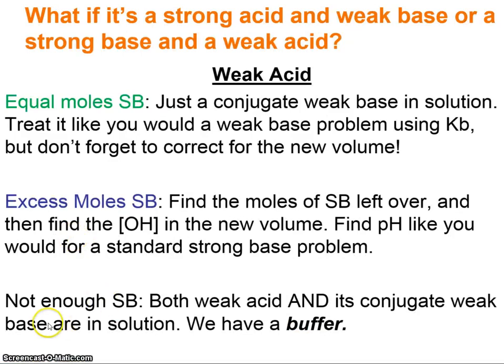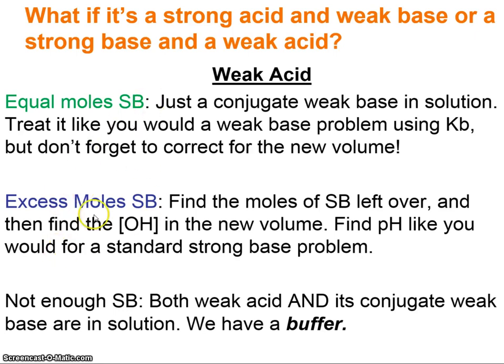Right? What if I've got a strong acid and a weak base, or a strong base and a weak acid? The last situation was I had a strong acid and a strong base. What if it's a strong and a weak pair? Well, I could have equal moles of strong base, right? So it's a conjugate weak base in solution. You treat it just like you would a weak base problem using Kb. Don't forget to correct for the new volume.